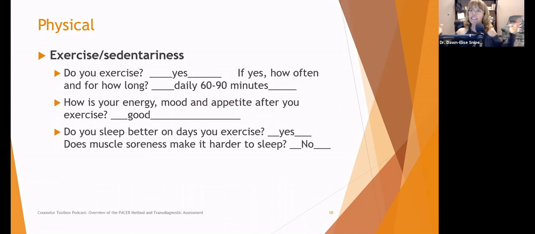Does she exercise? Yes. She generally exercises every day for 60 to 90 minutes. Her energy, mood, and appetite after she exercises are good. So when she's exercising, it's helping release those endorphins and increase her serotonin levels, and it's working well for her. She's not evidently over exercising at this point, and it's something she's doing that is helping her mood and everything.